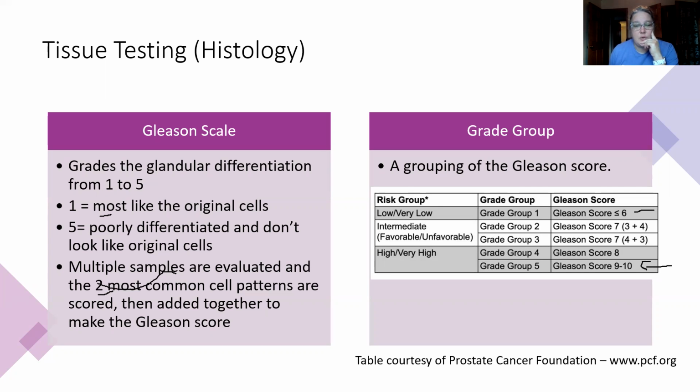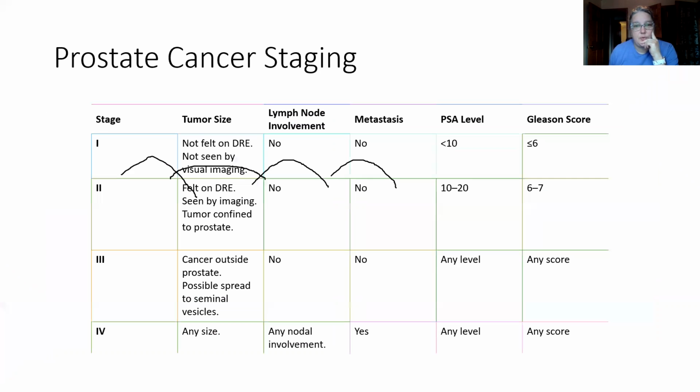Just to let you know, I'm going to hop back to the previous slide. This Gleason score business is specific to prostate cancer. To my knowledge, we don't use the Gleason score anywhere else when it comes to cancer. Otherwise, I would have talked about it in the chapter 15 slides.